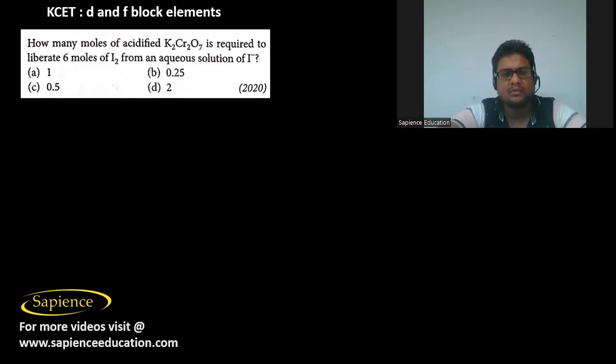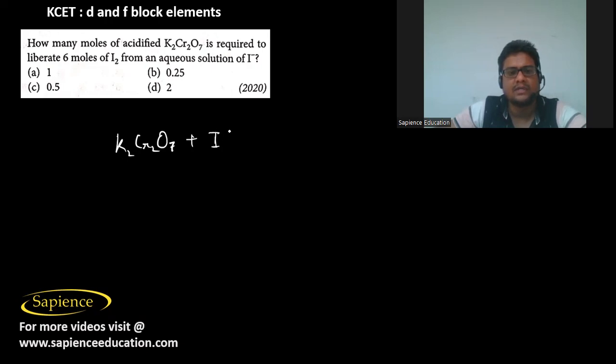Then it is asked: how many moles of acidified K2Cr2O7 are required to liberate 6 moles of I2 from an aqueous solution of I minus? So here I minus will be oxidized to I2, and K2Cr2O7, that is the Cr2O7 2- ion, will be reduced to Cr3+ ion.